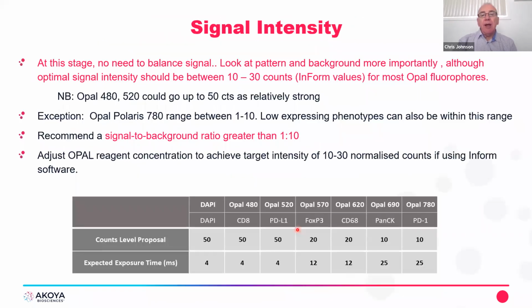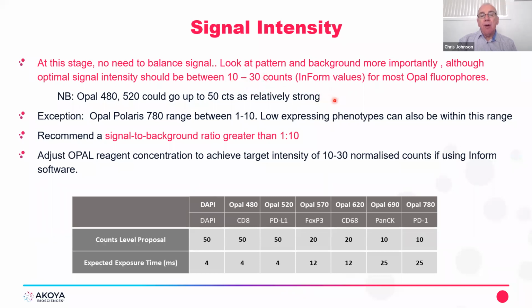Signal intensity is really about ultimately, when you come to do your final multiplex, getting a good signal for each of your colors. So we have a standard which we aim for. Now, this is calculated by using the inForm software that Akoya provides with the instruments that it has, the Mantra, or with the Polaris or Vectra. And what we're aiming for is a count of around 20 to 30.